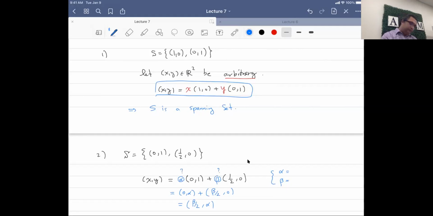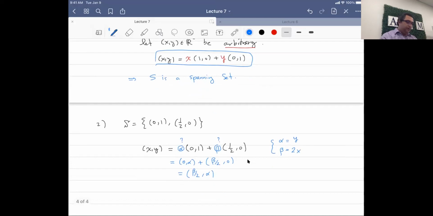I define alpha to be the coefficient of (0, 1), and beta to be the coefficient of (1/2, 0). So there's a unique solution that way. From here, alpha should be y, and beta should be 2x. So yes, indeed, any (x, y) is a linear combination of those two vectors.